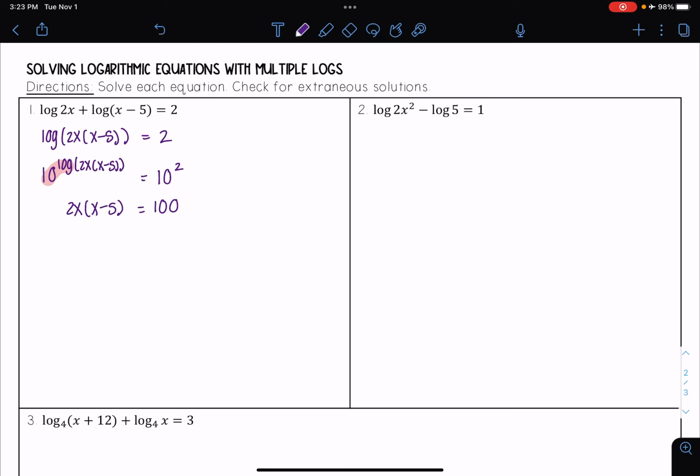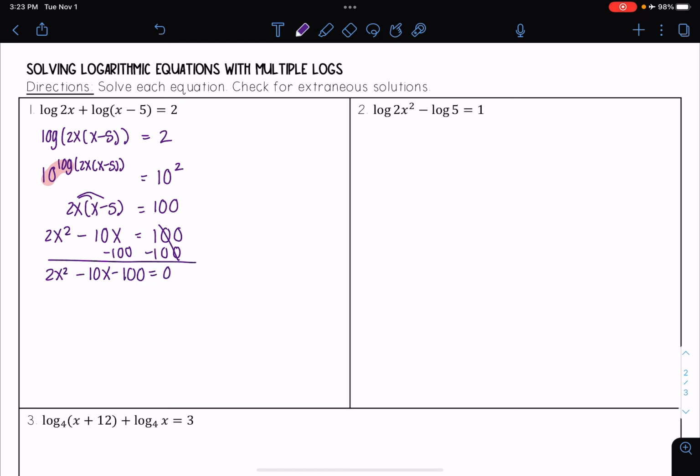And now I need to solve this equation. Well, 2x times x, I get 2x squared. And then 2x times -5, I get negative 10x, equal to 100. And now I have a quadratic equation, and so I know for a quadratic I need all my terms on one side, so I'm going to subtract 100 from both sides, and I get 2x squared minus 10x minus 100 is equal to 0.